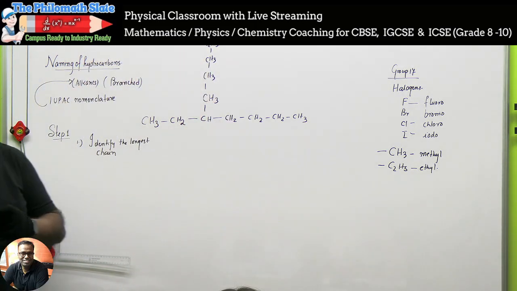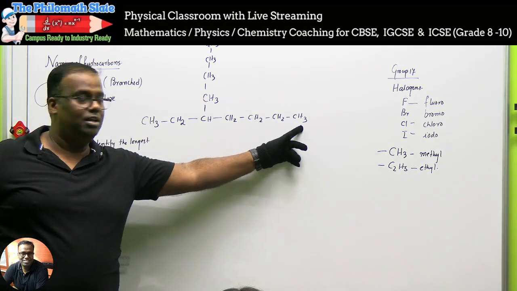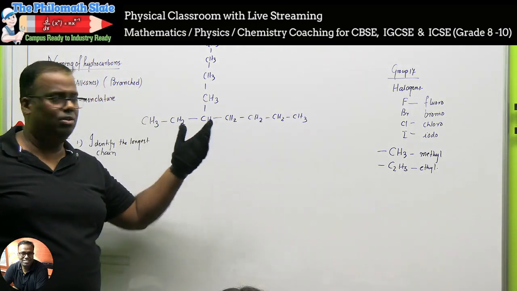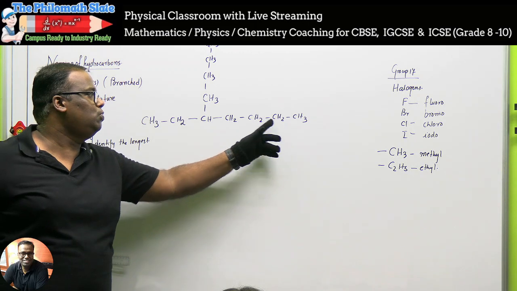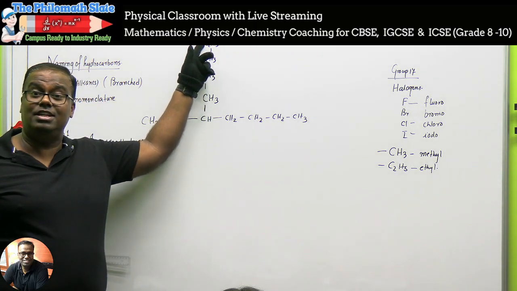ठीक है? अब देखो. 1, 2, 3, 4, 5, 6, 7. Now count from here. 1, 2, 3, 4, 5, 6, 7, 8, 9, 10. There are 2.